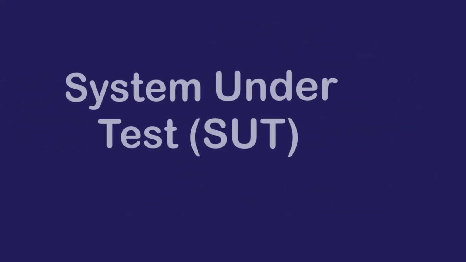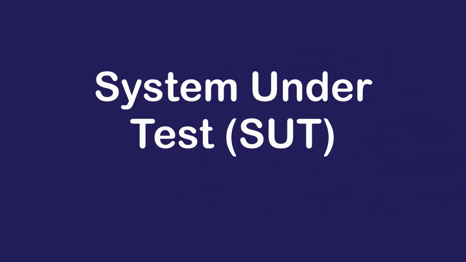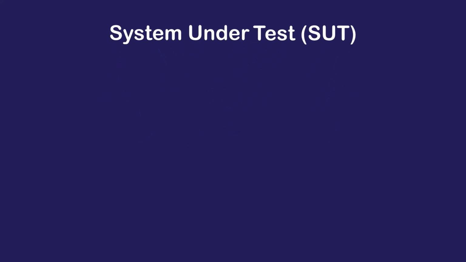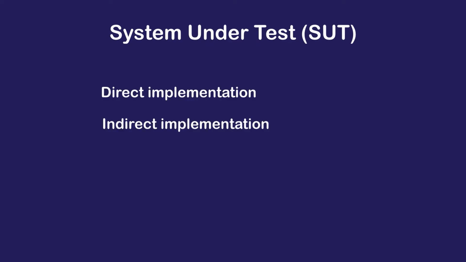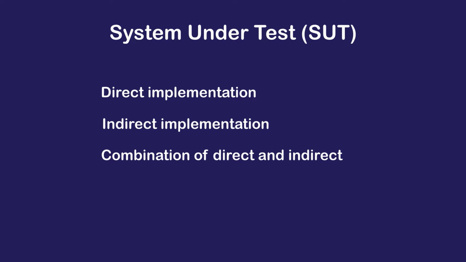Now let's understand a bit more about the system under test or SUT. The implementation of the SUT that is the target of our unit test can be direct implementation, indirect implementation, or a combination of both direct and indirect implementation. Let's understand a bit more about these implementation types. First, we will start with direct implementation.